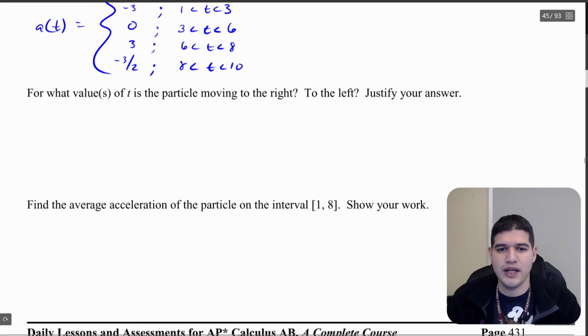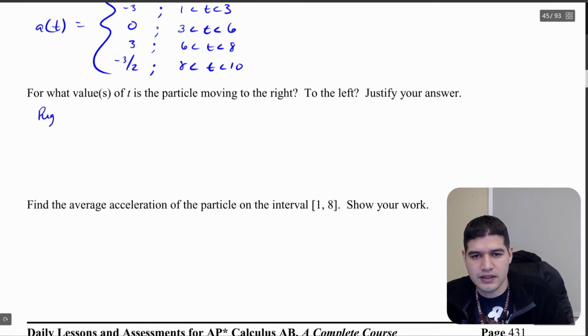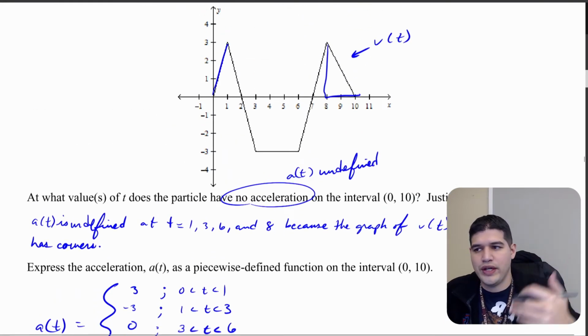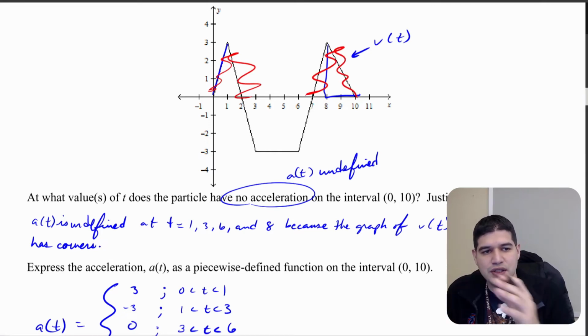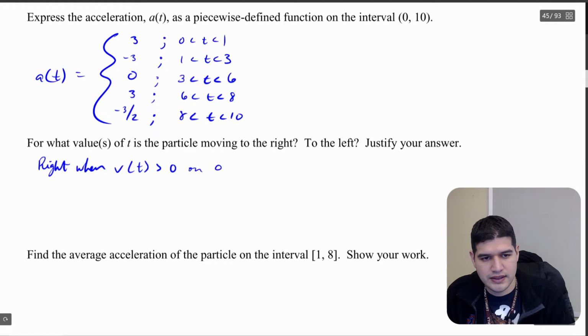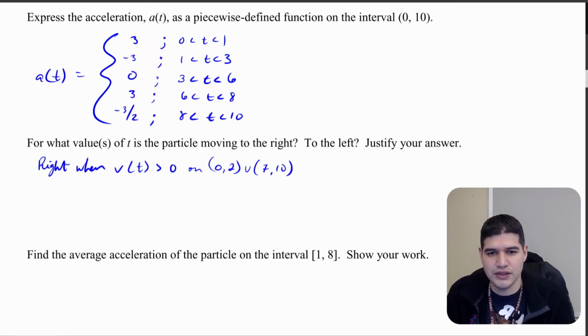So now we want to say, okay, for what values of t is the particle moving to the left or to the right? We always want to justify our answer. Well, we know we're moving to the right when velocity is greater than 0. Looking at our graph, when is it greater than 0? We have positive values in all of this space, and in all of this space. So that's going from 0 to 2 and 7 to 10. I'm going to write here on 0 to 2 and 7 to 10. We know that it's moving to the right because velocity is greater than 0.